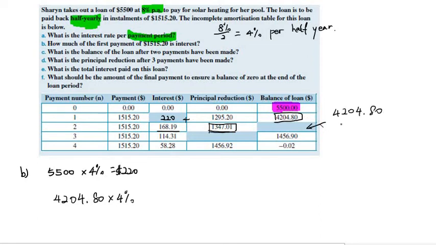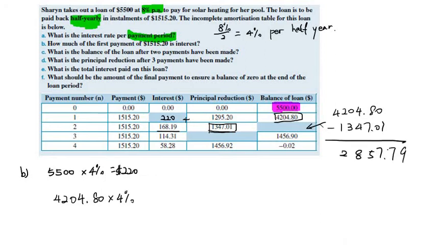4,204.80, and take away 1,347.01. And that number equals 2,857.79. So after the second payment, this is how much we are left to pay off.